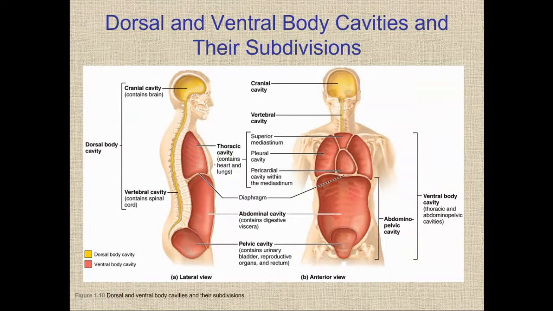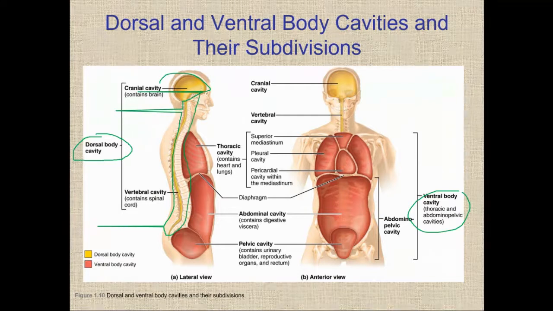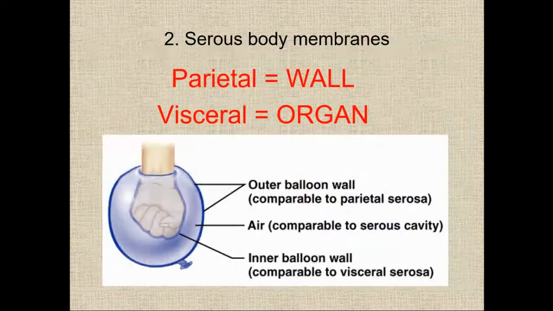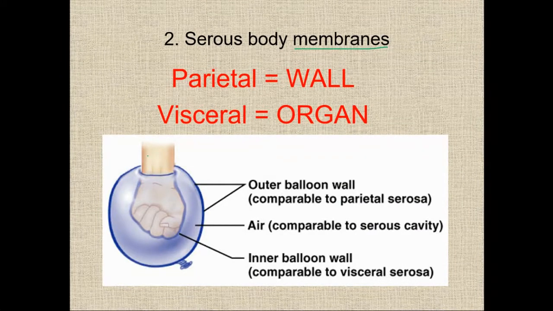Regarding the serous membranes, remember these are lining the dorsal and the ventral body cavities, that we already talked about. The dorsal ones are the cranial and the vertebral cavity, which contain the brain and the spinal cord. And the ventral body cavities are several. For instance, let's look at, recall, these membranes. So we talk about a cavity, and the cavity is really delimited by the membrane.